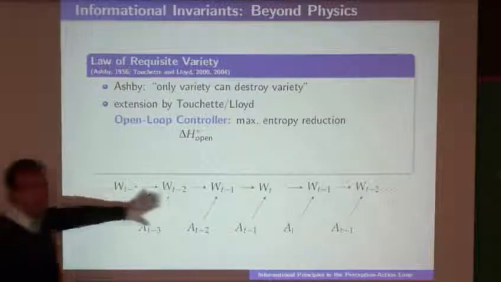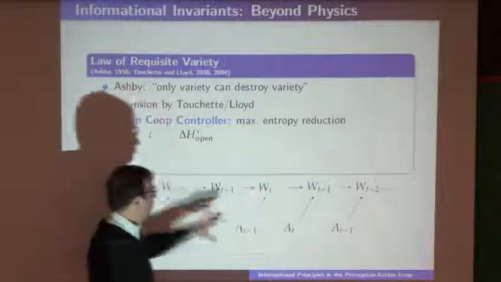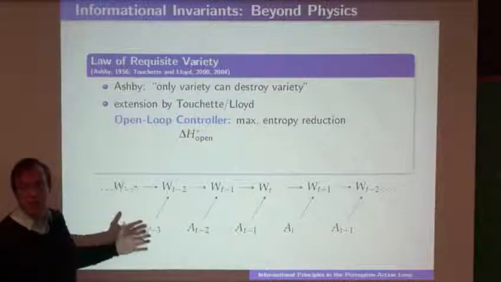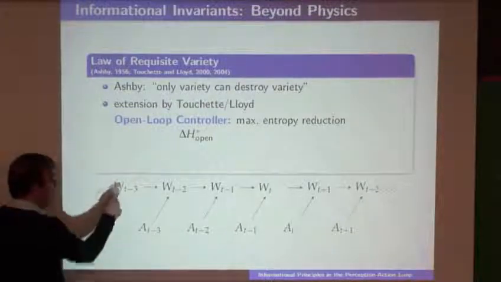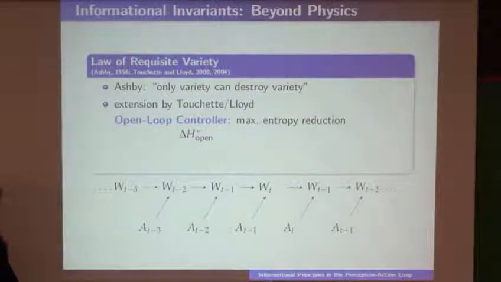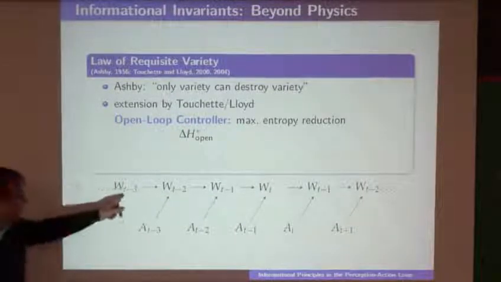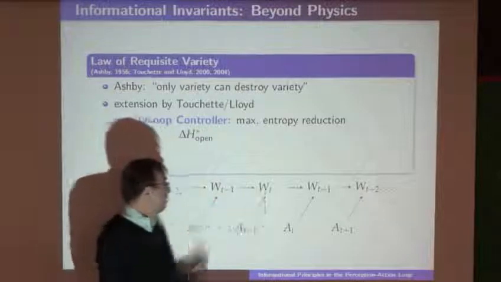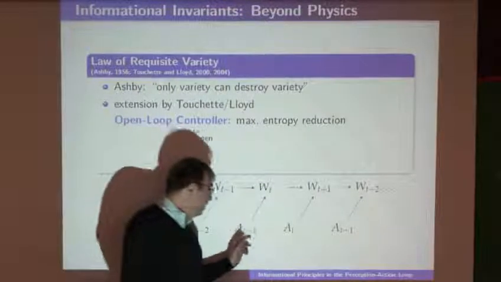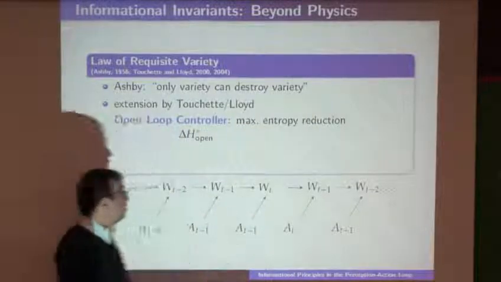And basically, it works like that. So this is a Bayesian network. I'll explain what it is. A Bayesian network essentially is a way of writing joint probability distributions. So the WA are all probabilities of W is the world at time t minus 3, t minus 2, t minus 1, t, and so on. A is the action at time t minus 3, t minus 2, t minus 1, t, and so on.